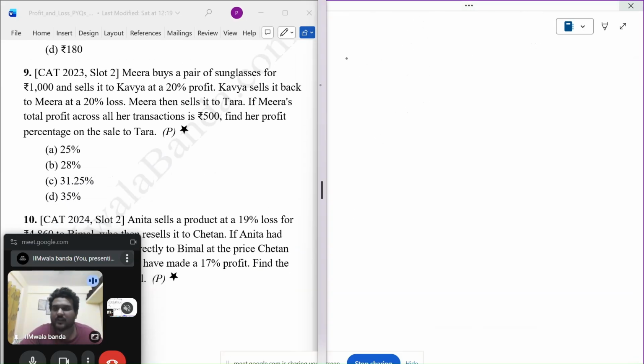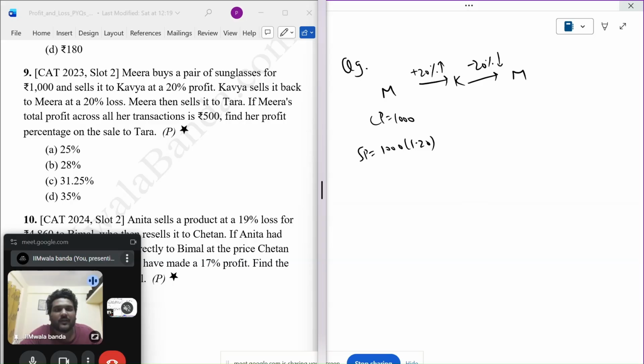All right, this is question number 9. Meera buys a pair of sunglasses for 1,000 rupees and sells it to Kavya at 20% profit. Kavya sells it back to Meera at 20% loss. Meera then sells it to Tara. If Meera's total profit across all the transactions is 500, find her profit percentage on the sale to Tara.